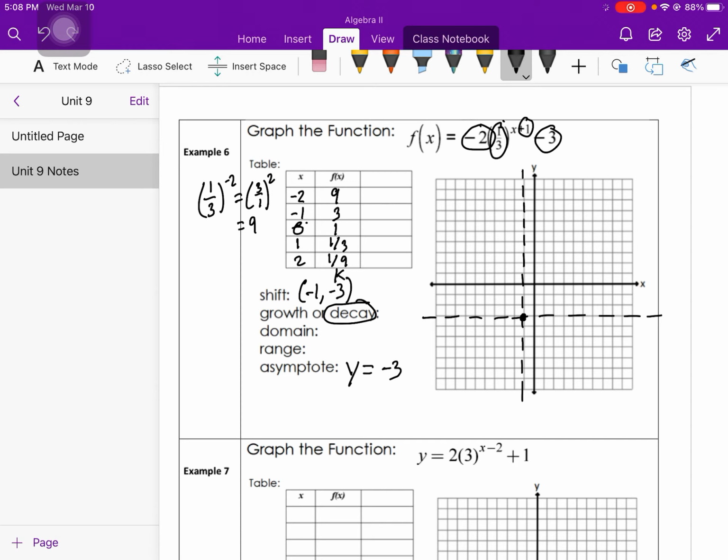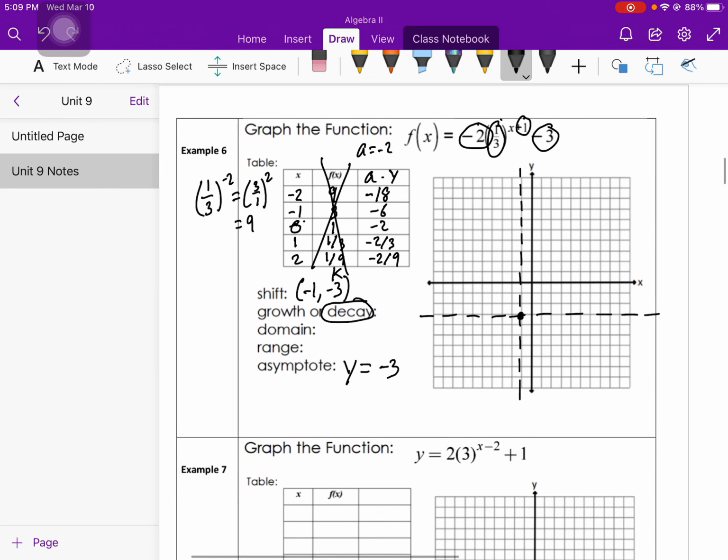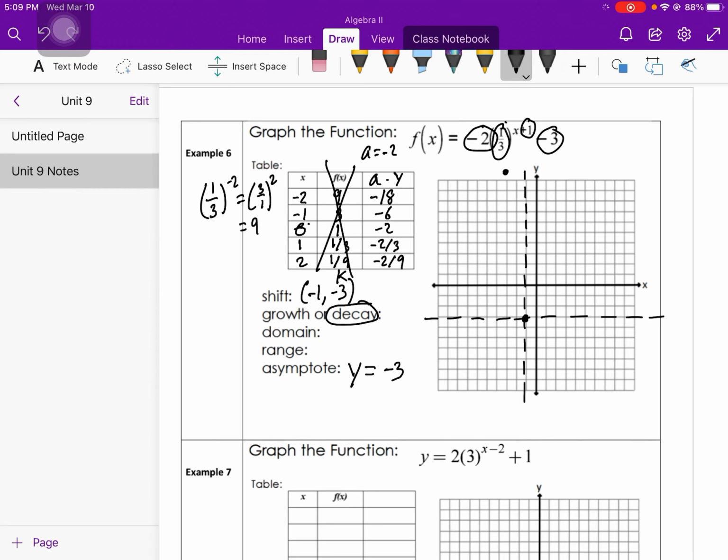Okay, and we do have an a value that we have to be careful of. A is -2. So that means we have a times y. So we're going to get -18, -6, -2, -2/3, and -2/9. Now we don't care about this column anymore, so we're going to graph it. So we're going to go back to up 18, it's going to go off the grid. Oop, actually, it's negative though. It's back to down 18 would go off the grid.